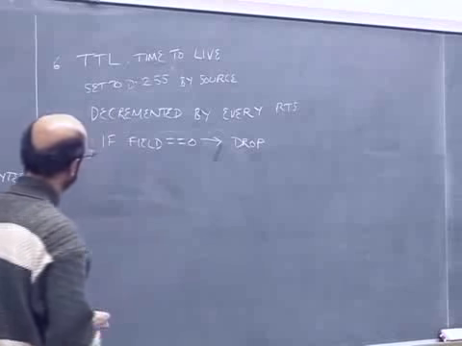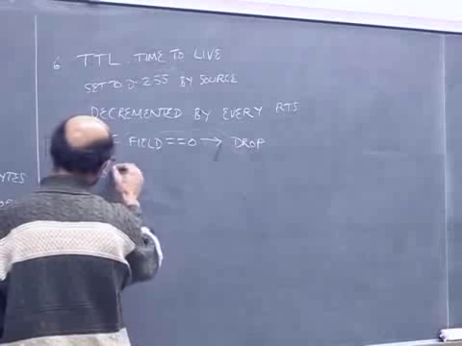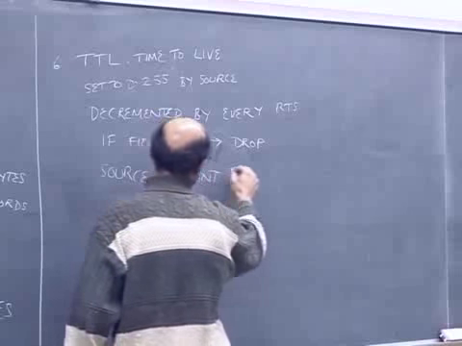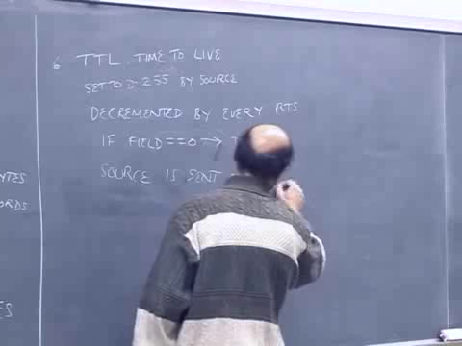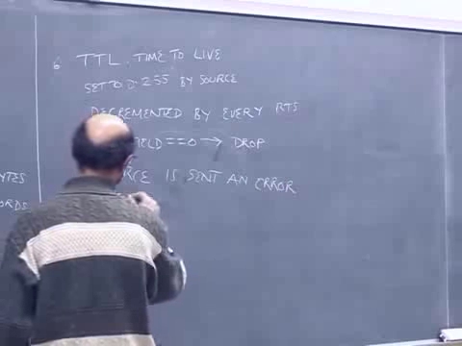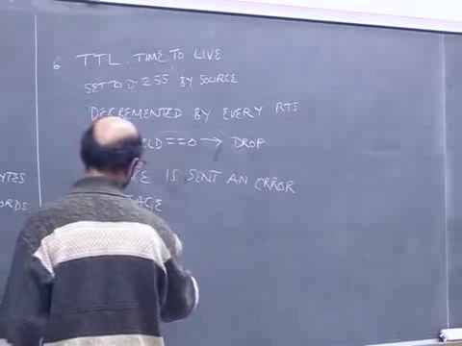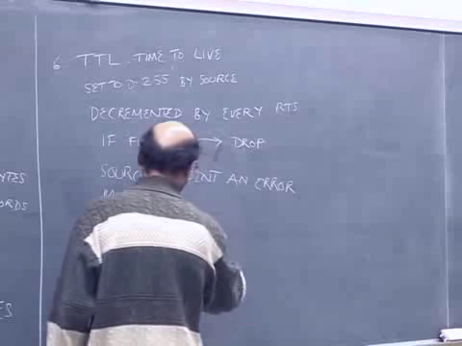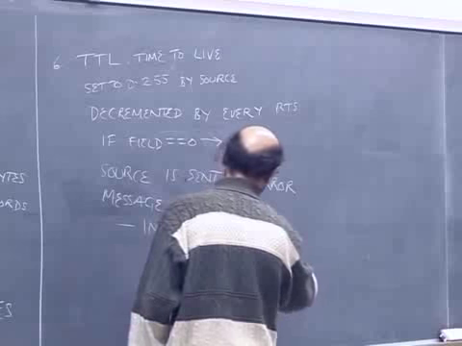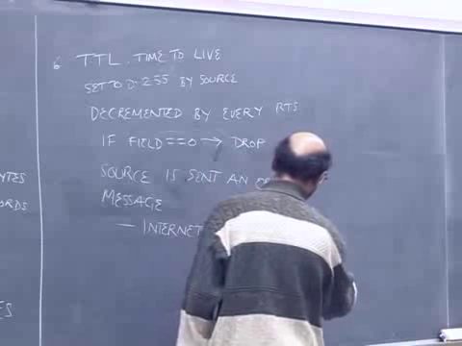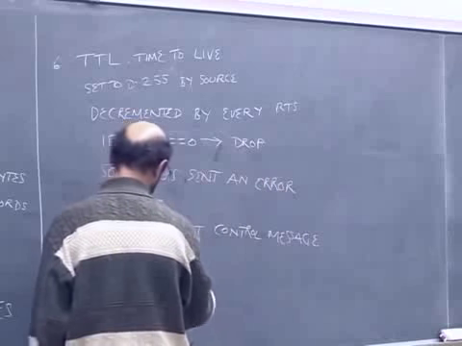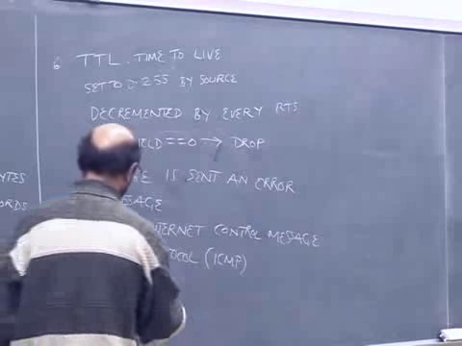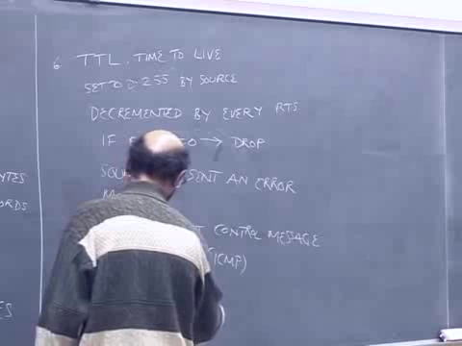So if this field goes to 0, one other thing happens. The source is sent an error message, and the error message is called an ICMP message. It's a special protocol. It's not IP, it's called ICMP, Internet Control Message Protocol. This is almost the only place you'll see it. And it says, basically, packet expired or something like that.